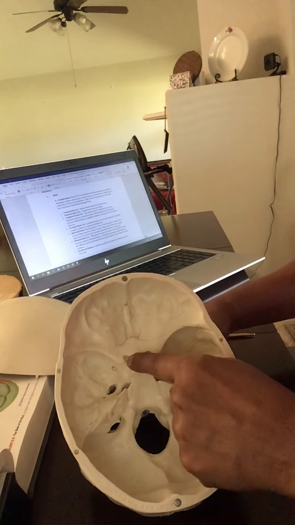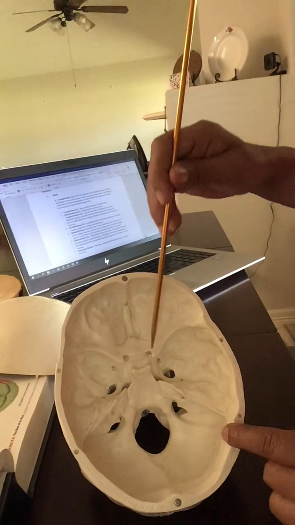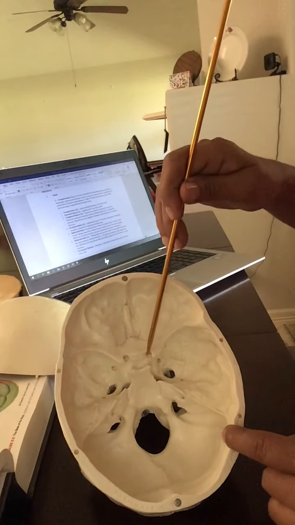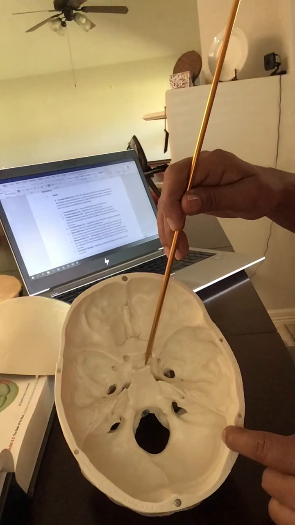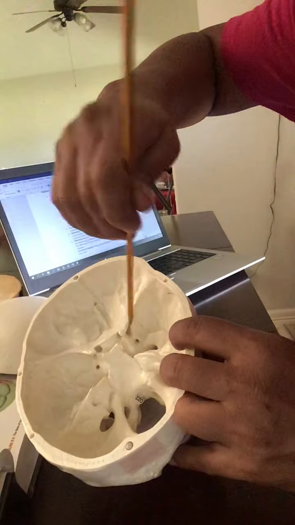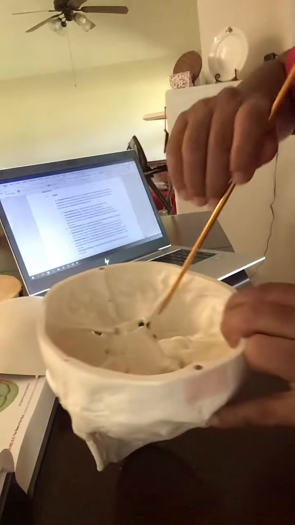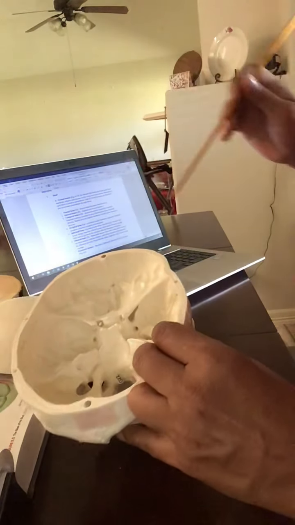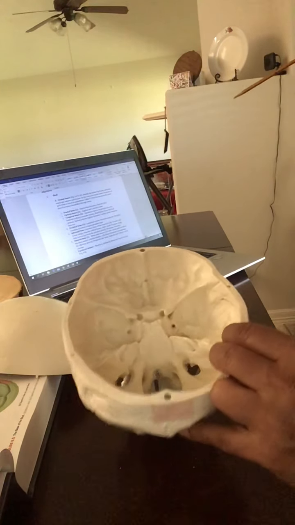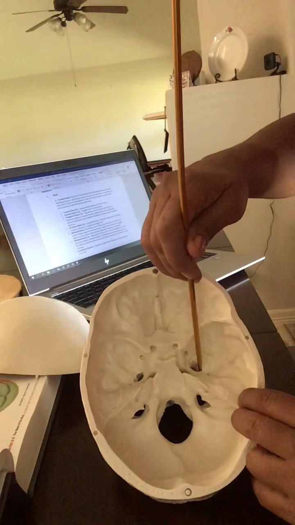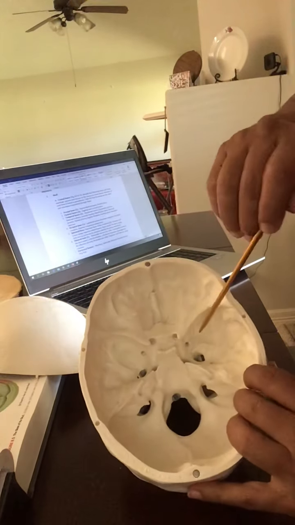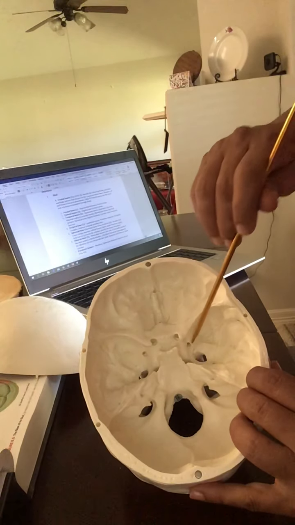These are the optic canals. Okay, so I showed it to you in the other video. This is the optic canal. And superior orbital fissure. So this is the superior orbital fissure. We cannot see the inferior orbital fissure. And then we have foramen ovale, right? So this is foramen ovale and foramen rotundum, okay, which is closer to the optic canal.